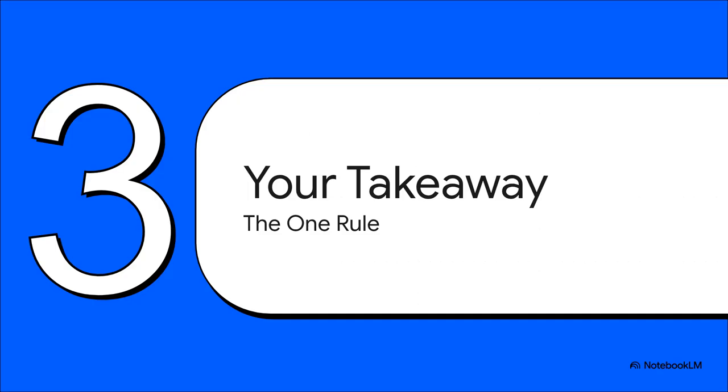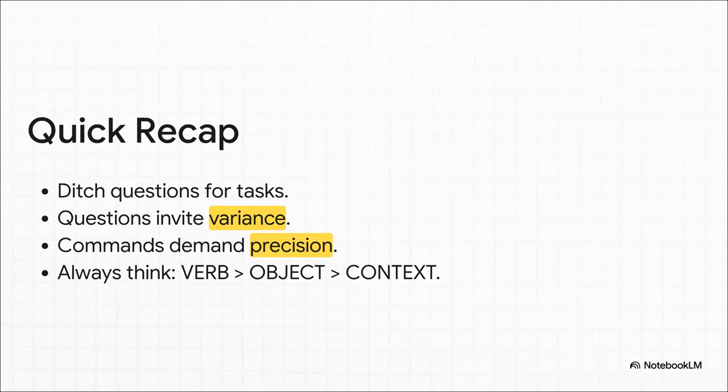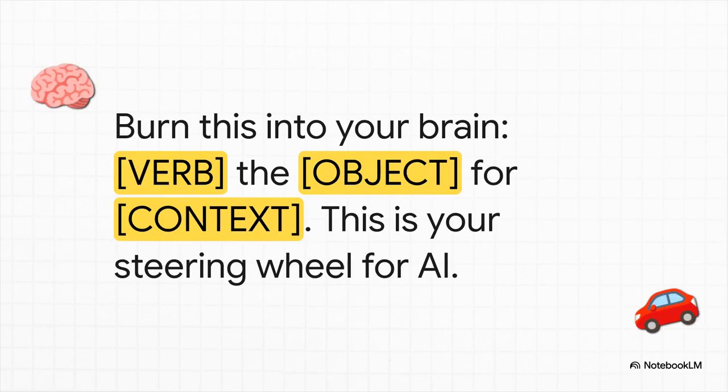So let's boil all of this down to the single most important takeaway. This is the one rule that you need to remember that will totally change your AI results from now on. So let's do a super quick recap. First, ditch the questions when you need a task done. Remember, questions invite conversation and fuzzy results, while commands demand precision. And always, always structure your commands using that simple formula. This is it. This is the key to everything. Just burn this formula into your brain. Verb, object, context. This simple little structure is your steering wheel. It's how you stop being a passenger and start being the driver of your AI.